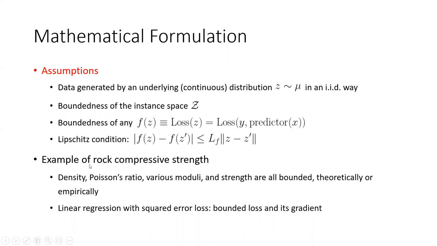In our example of the rock compressive strength, the density and the other parameters are all bounded, theoretically or empirically. For example, the Poisson's ratio is theoretically bounded between 0 and 0.5, and other quantities are also empirically bounded. And in this case, if we select a linear regression model with squared error loss, we can check that they're bounded. The loss is bounded, as well as the gradient of the loss. So all the assumptions can be satisfied in a realistic setting. So these are our basic assumptions for the problem.